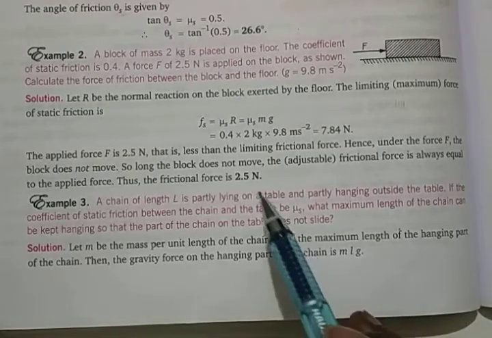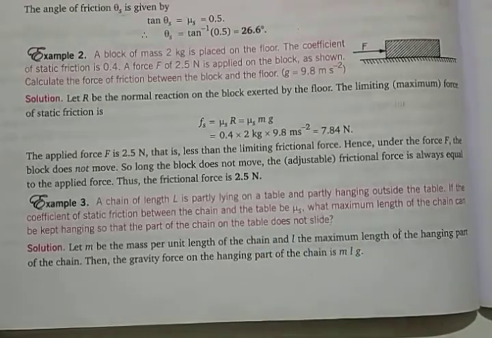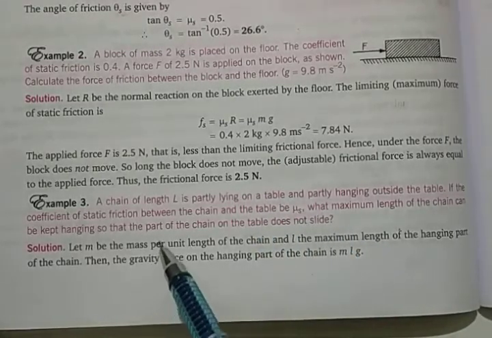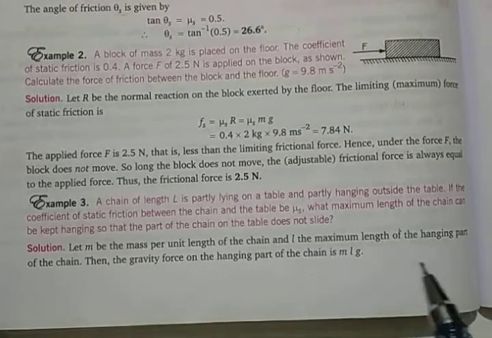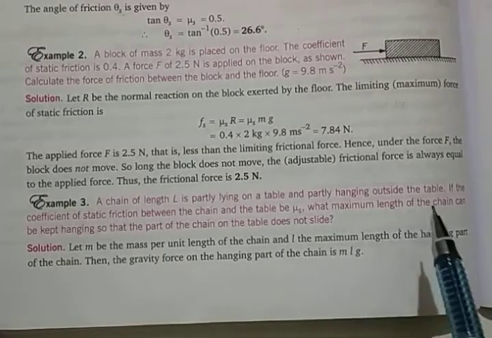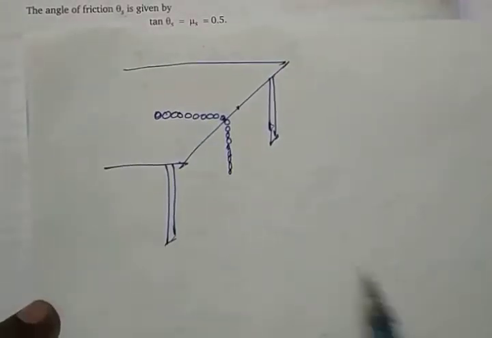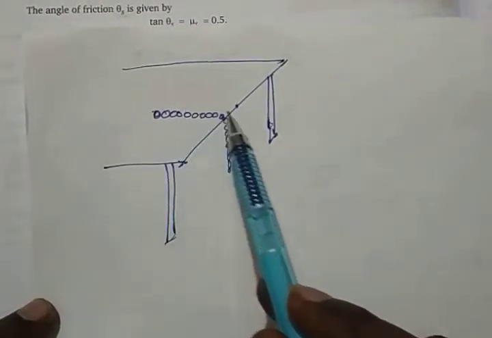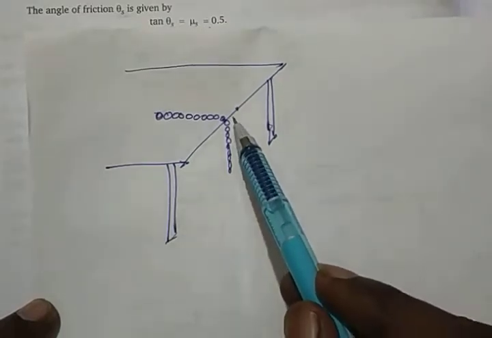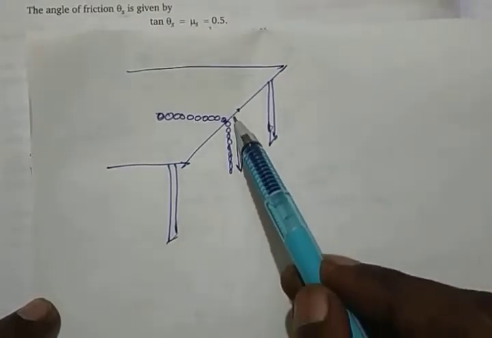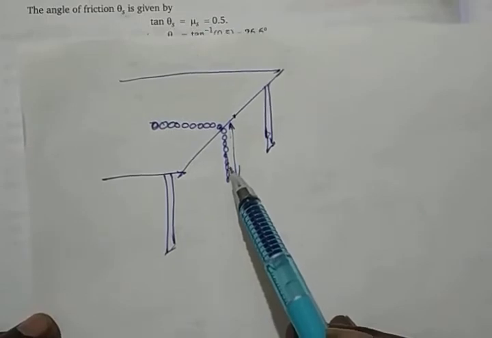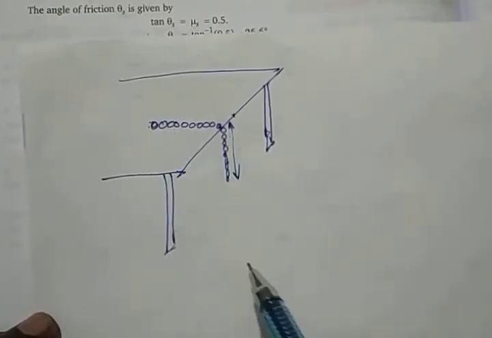So if you keep on pushing it a little more to the sliding down side, then at one point of time the entire chain will fall down. It is asked how much maximum you can keep hanging. So look at this diagram here. I made a diagram here. There's a table here and this is a chain. So how much of this part can be kept safely so that the chain doesn't fall down?